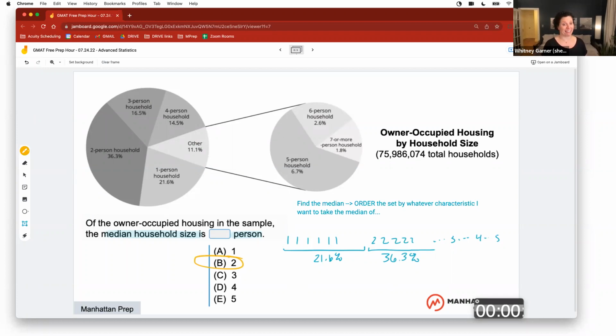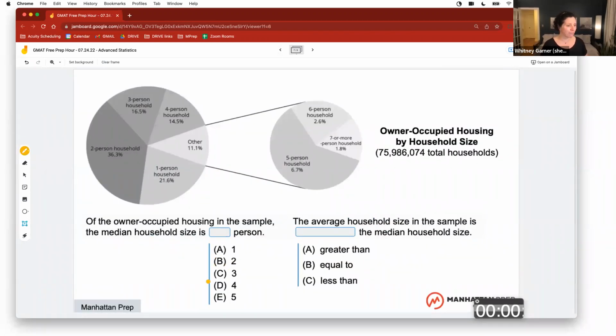Okay, definitely a little tricky. So to talk about the second question in our set: the average is how much bigger or smaller or the same size as the median. The average would mean that I would have to take 21.6% of that, and 36% of that, and 16% of that, and 14%, and add them all up and then divide by that total number of houses.